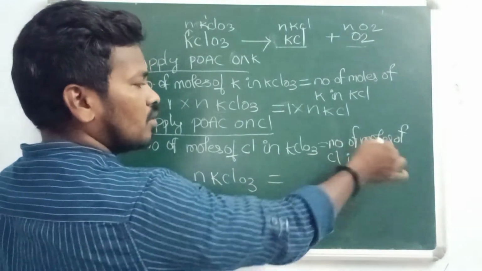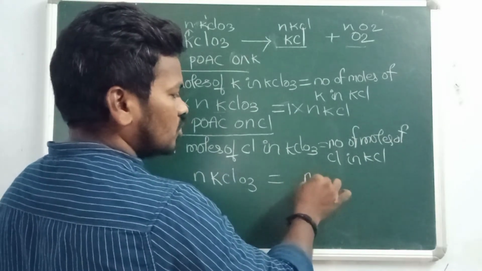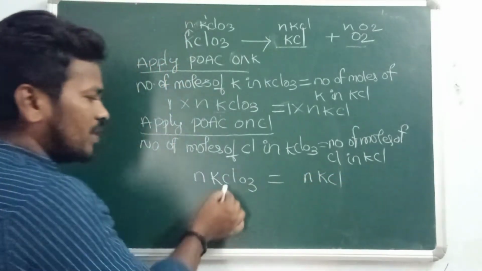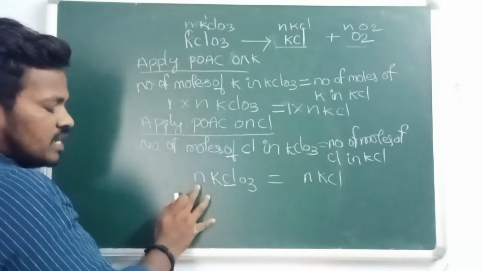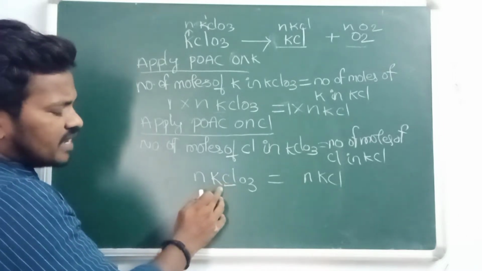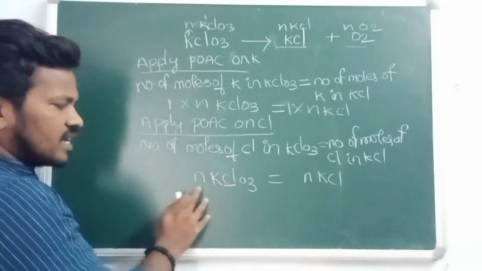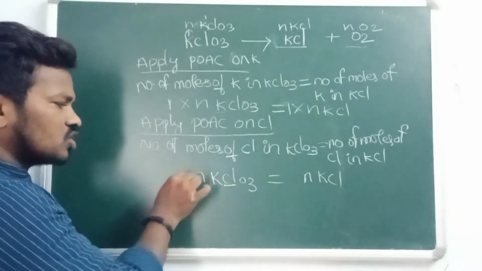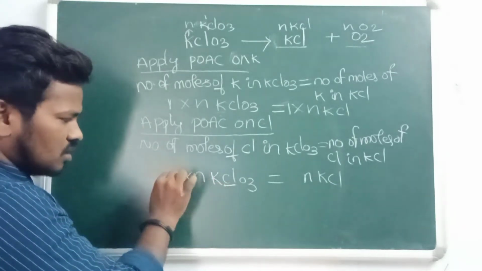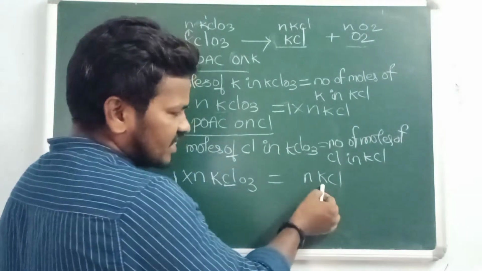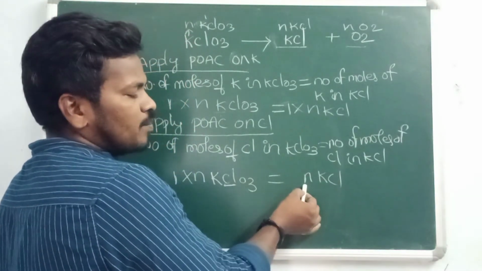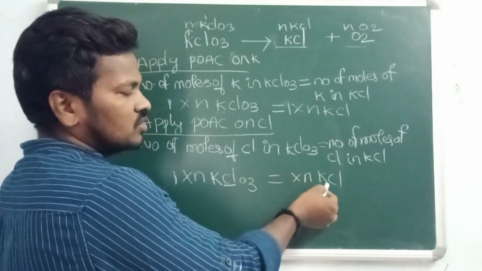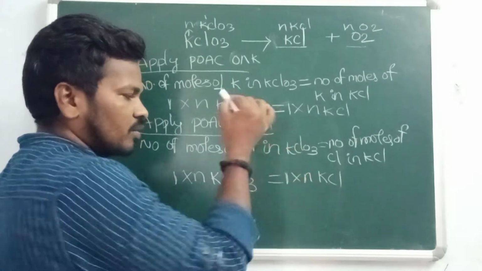The number of moles of Cl in KClO3 is equal to the number of moles of Cl in KCl. How many moles? n moles of KCl. Here, how many chlorines are there? In n moles of KClO3, one chlorine is there per formula unit, so n moles give n moles of Cl; you just multiply by the number of atoms. One atom. Here in KCl, one Cl is there, so in n moles of KCl, you just multiply by the atom count.